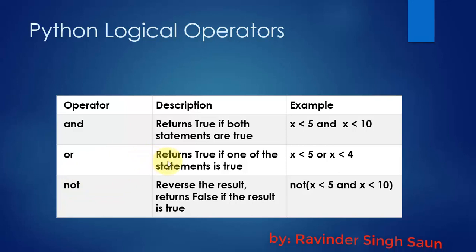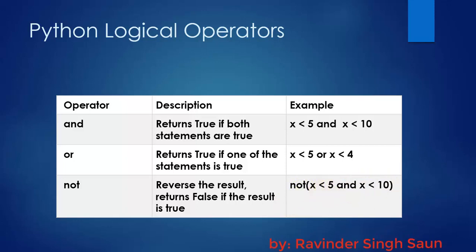And OR evaluates to true if either one of the expressions, left hand side or right hand side of the logical operator, returns true. For example, if this is true and this is false, then also it gives you true. And if both the left hand side and right hand side are false, then only it gives you false. And the not is just the opposite. For example, if this complete expression evaluates to true, then not will give you false, otherwise true.